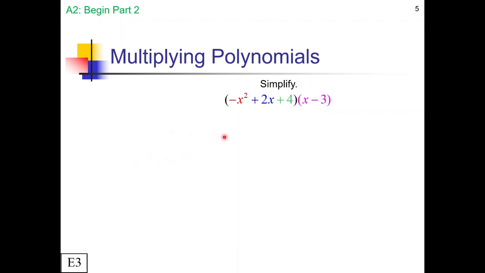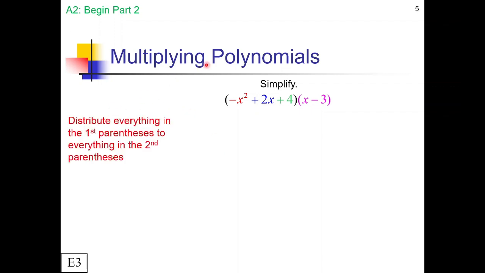So for this one, we're going to be multiplying out two of these polynomials. That's what these parentheses mean. The parentheses mean multiply if there's nothing in between them. So how do we go about doing this? Well, the basic idea is we're going to have to use distributive property. We're going to have to distribute everything in the first parentheses to everything in the second parentheses.